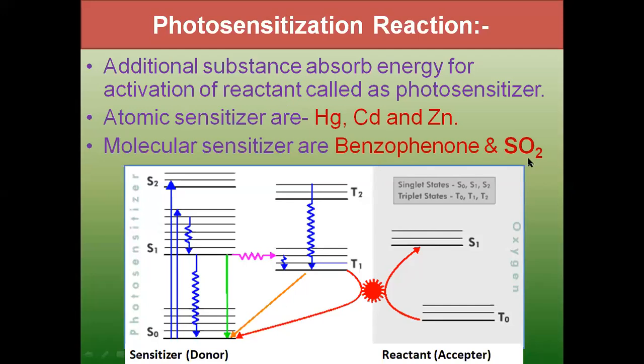Uranyl sulfate can also act as a sensitizer. So these are the different sensitizers. So what happens in this photosensitization reaction? Firstly, the photosensitizer is a donor. Photosensitizer is a donor. Why is it called a donor?